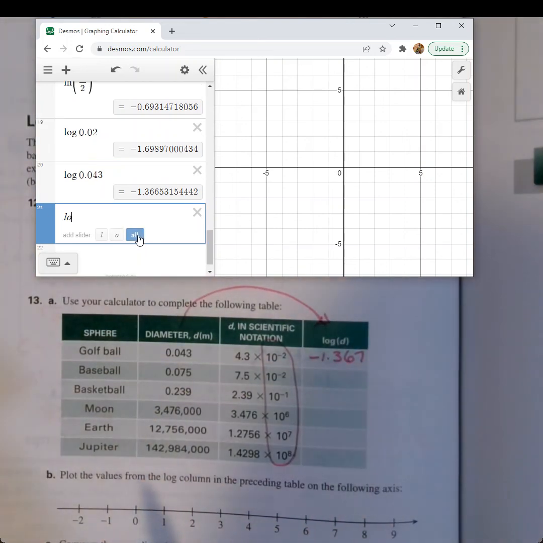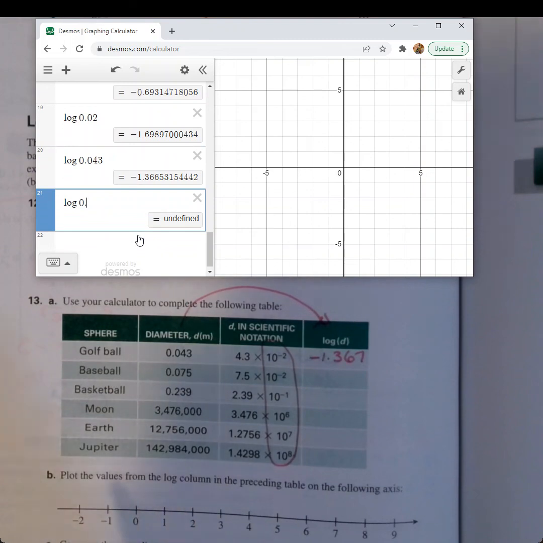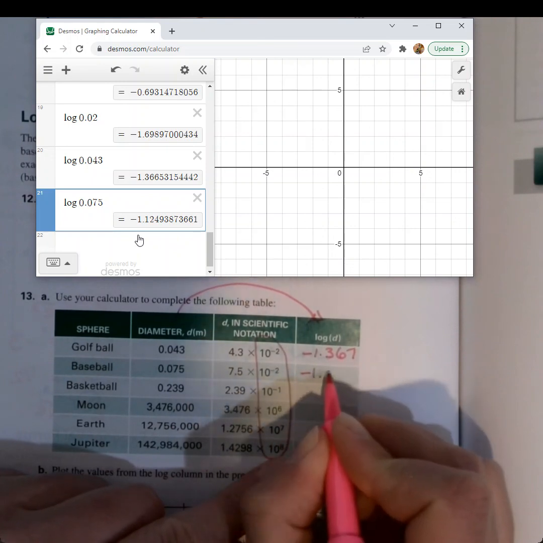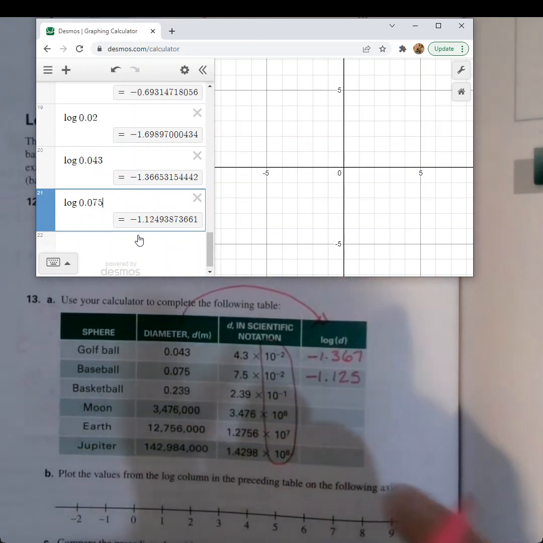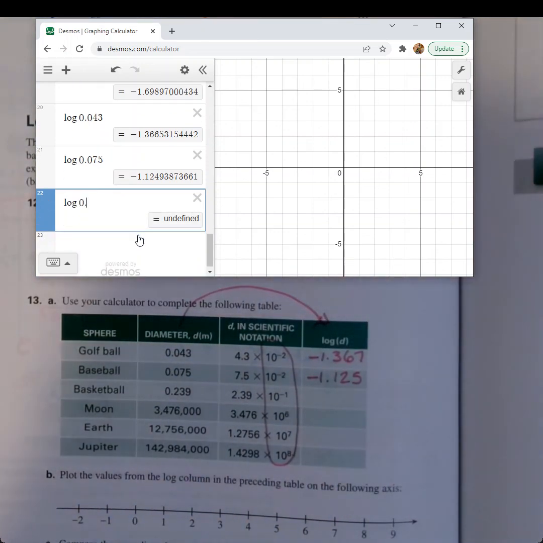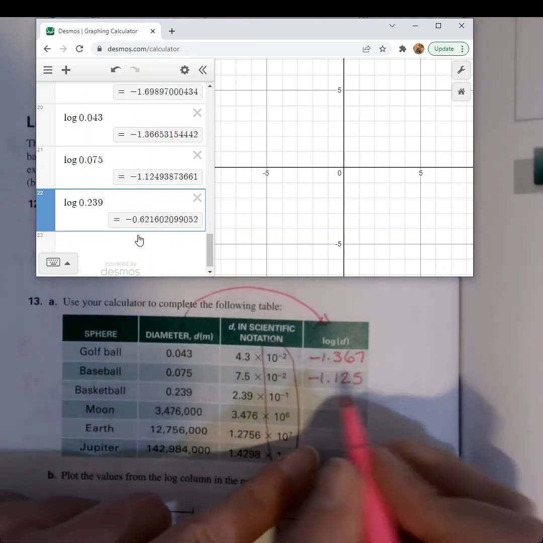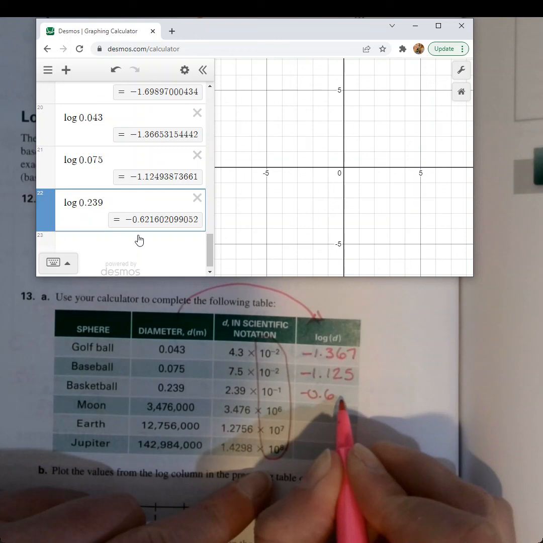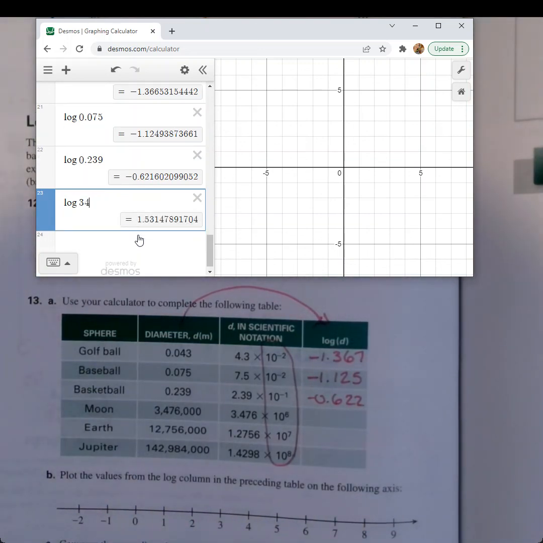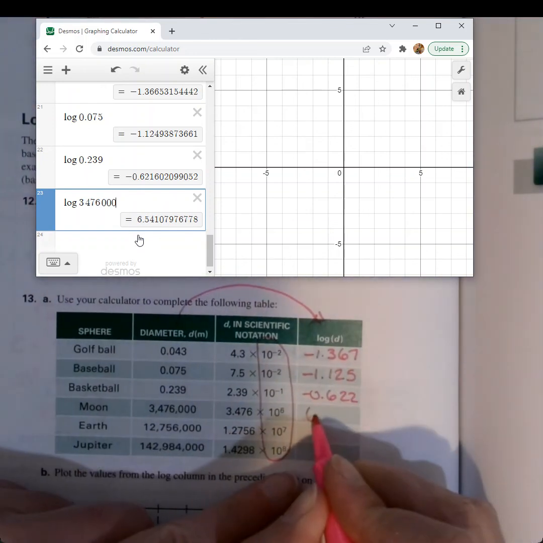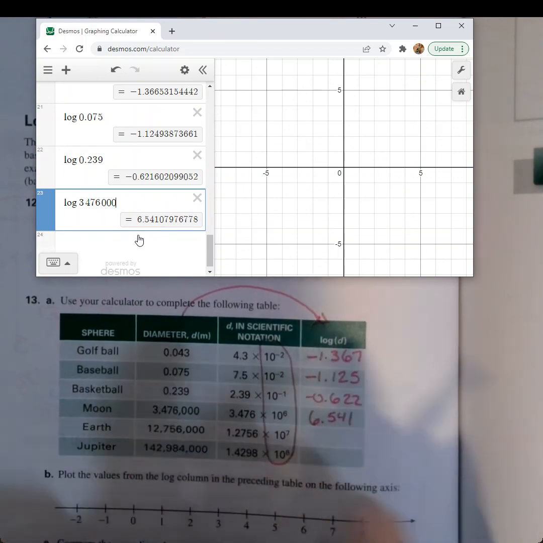And log of 0.075, negative 1.125, then log of 0.239, negative 0.622. Then I have log of 3,476,000, and I have 6.541.